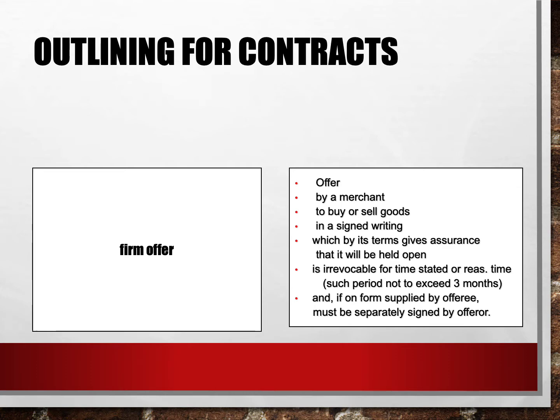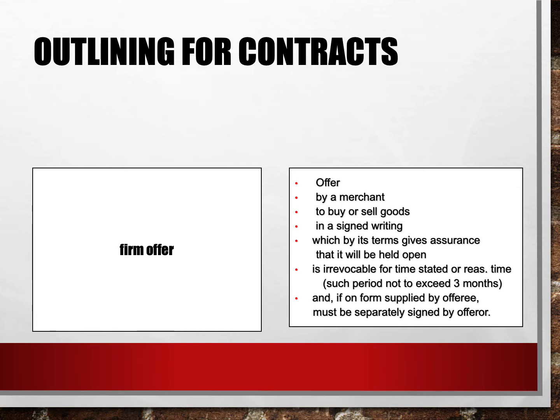On one side of the flashcard is firm offer. You might also add UCC section 2205. And on the other side, you've got the elements that are set out there. I've divided up the elements in a way that makes sense to me. You may divide them up a little differently.